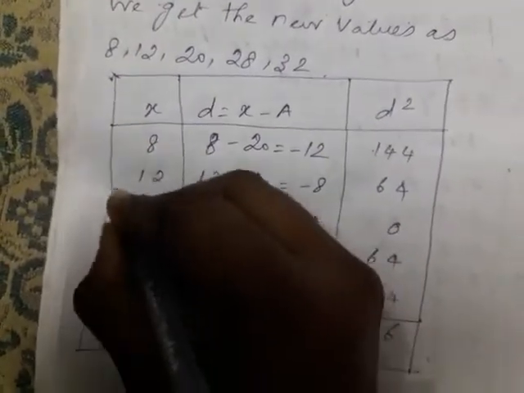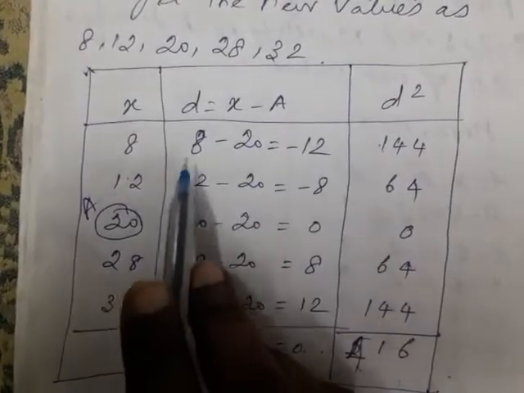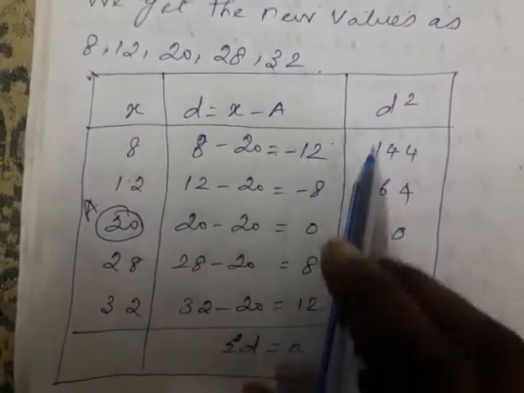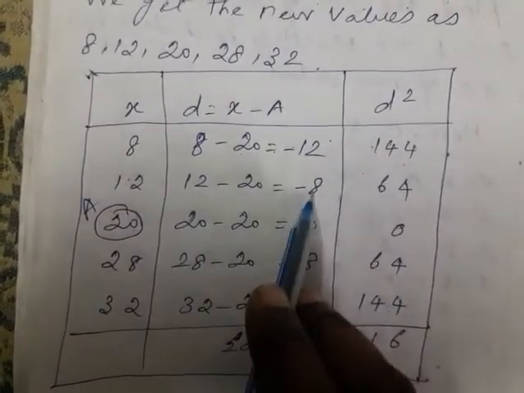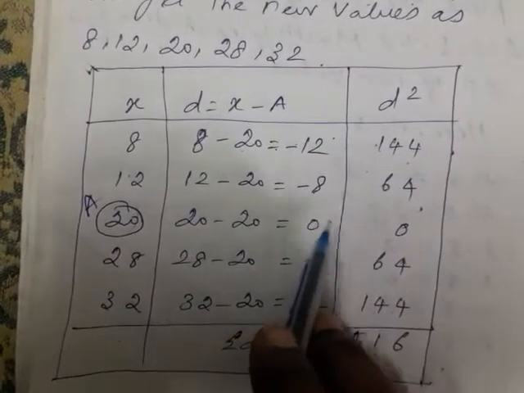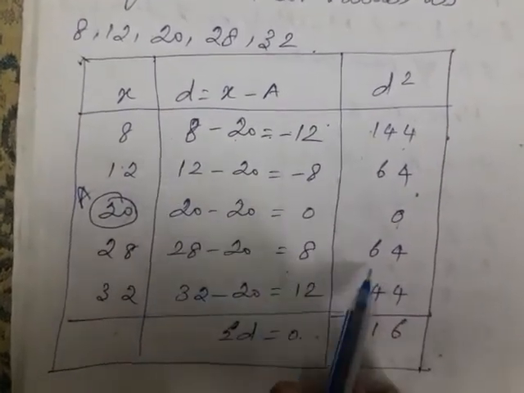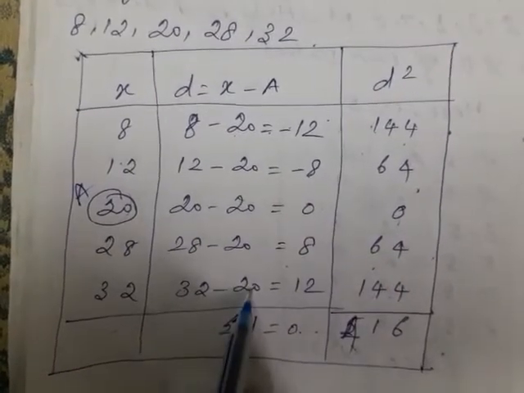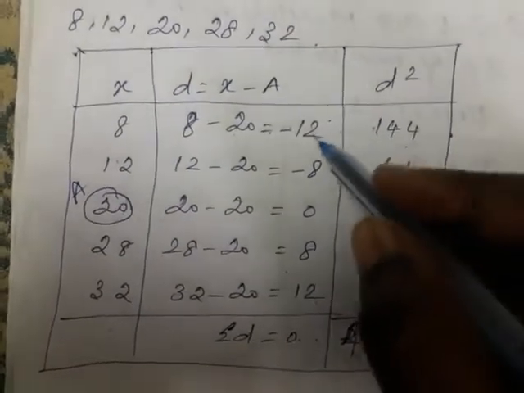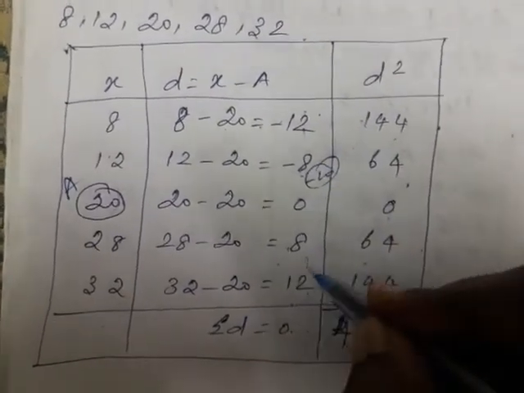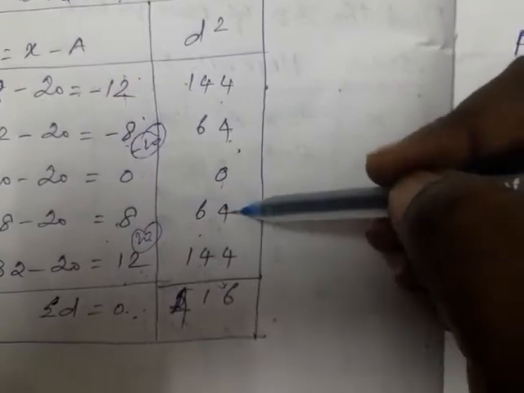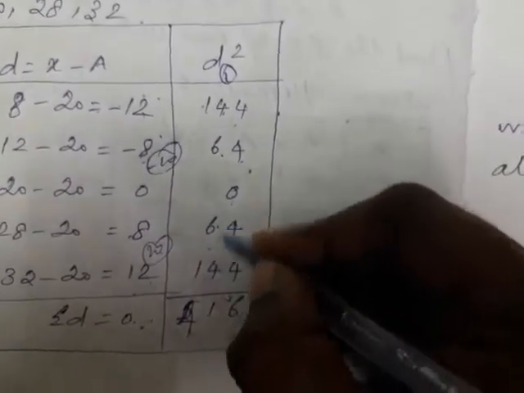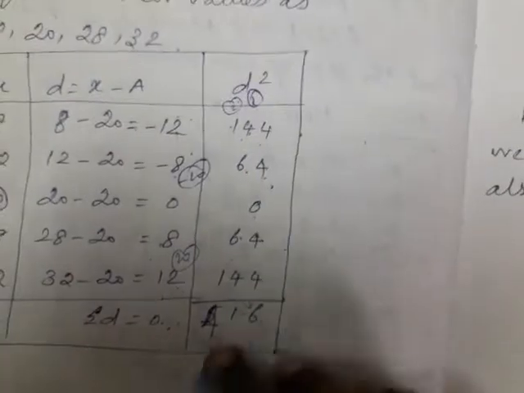Now the assumed mean is 20. Normally afterwards you have to subtract it. 8 minus 20 is minus 12, square is 144. 12 minus 20 is minus 8, square is 64. 20 minus 20 is 0, square is 0. 28 minus 20 is 8, square is 64. 32 minus 20 is 12, square is 144. Now add these: the two negatives give minus 20 and the two positives give plus 20, so 20 minus 20 is 0. Now add the squares: 144 plus 64 plus 0 plus 64 plus 144, which is 416.